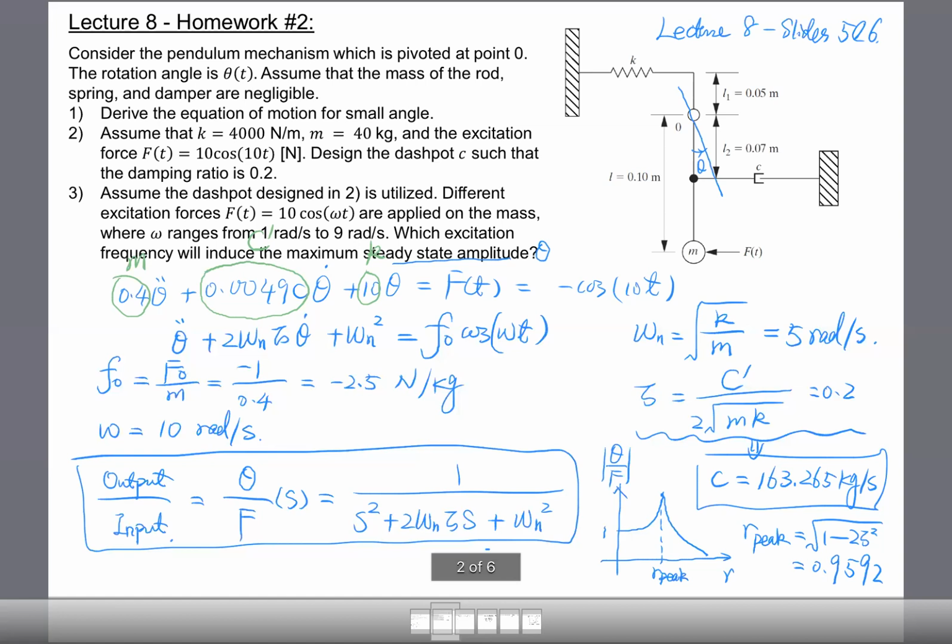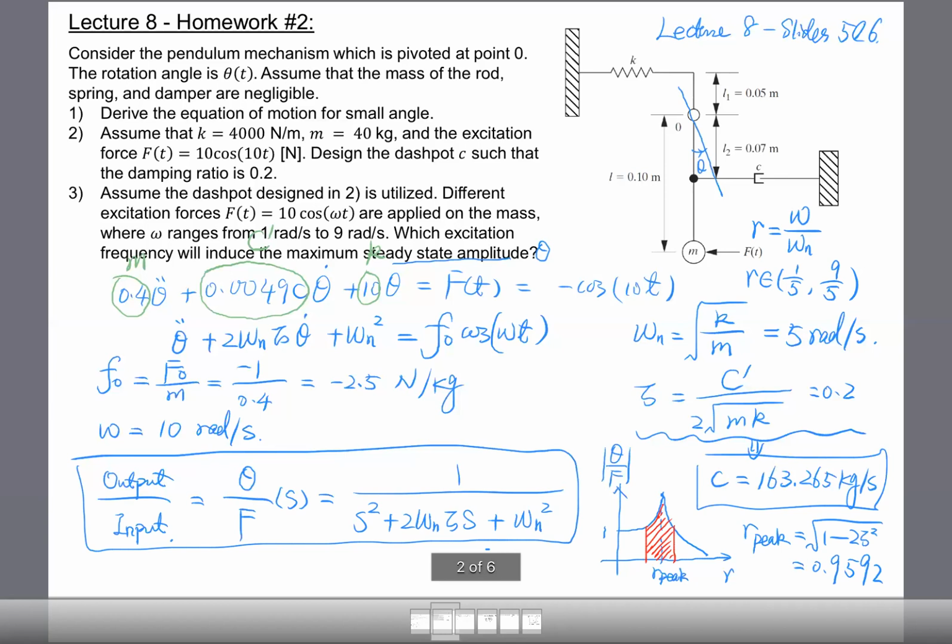So let's see what the range of our input R is. Let's recall the definition of R. The definition of R is the excitation frequency over the natural frequency. The natural frequency is 5, and the excitation frequency ranges from 1 to 9. So that means your R is in the range of 1/5 to 9/5. If you plot your R range in these plots, your R is somewhere in here. Your R covers this red range.